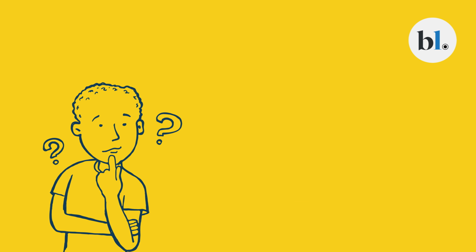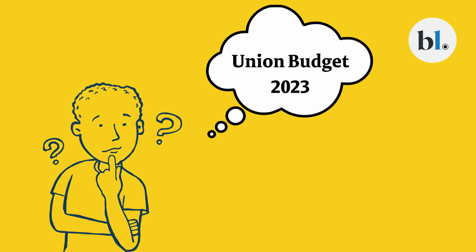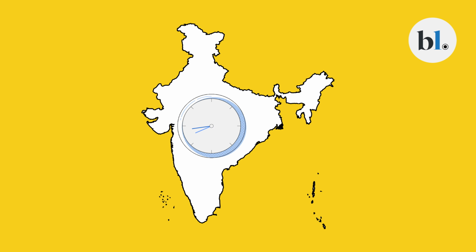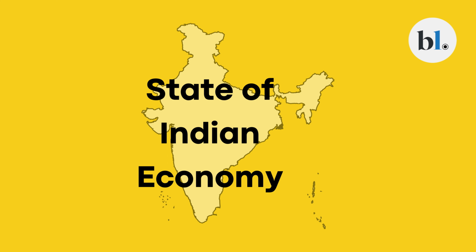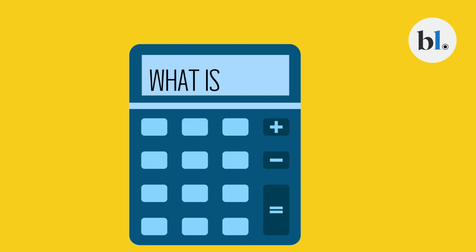Come the 1st of February, only one thing will be on everyone's mind, the union budget. It is the time of the year when we take a look at the country's finances and the state of our economy. Everyone is already talking about it. But what exactly is in it? In this video, we decode what's in the union budget.